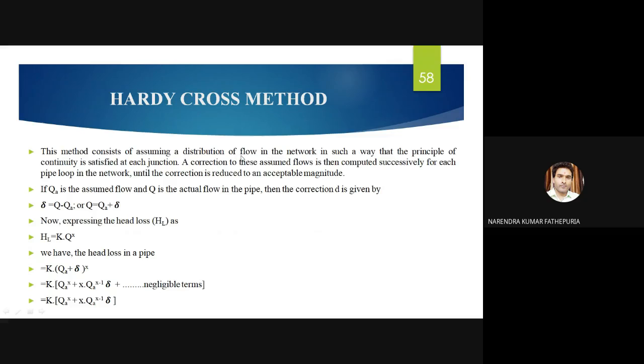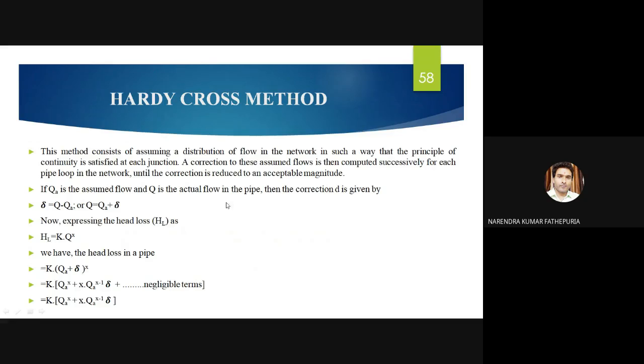This method consists of assuming a distribution of flow in a network in such a way that the principle of continuity is satisfied at each junction. A correction factor to these assumed flows is then computed successively for each pipe loop in the network until the correction is reduced to an acceptable magnitude.